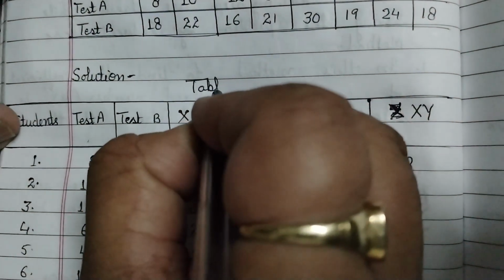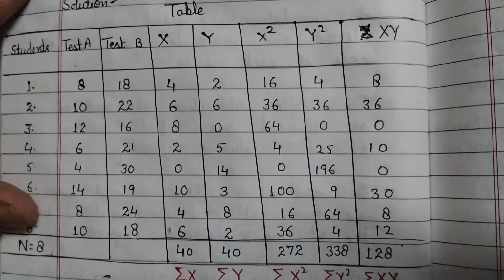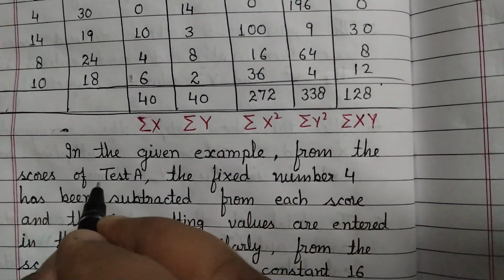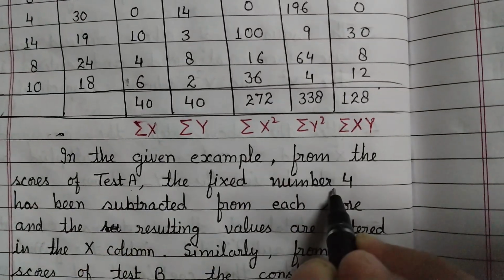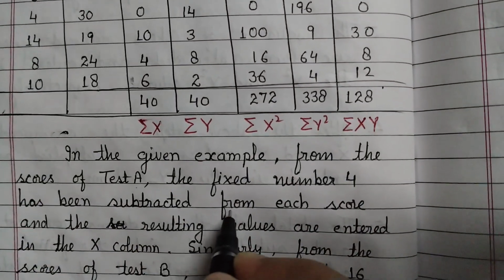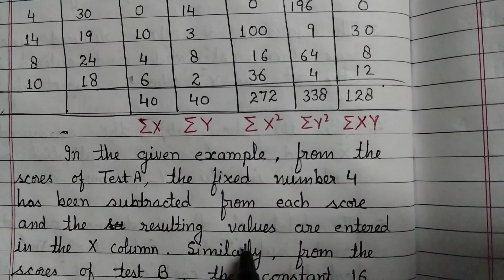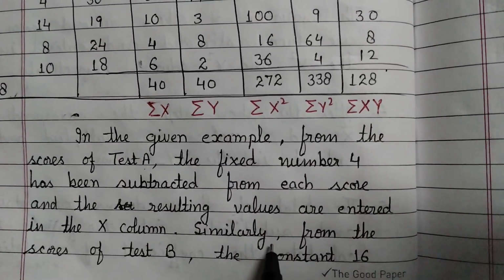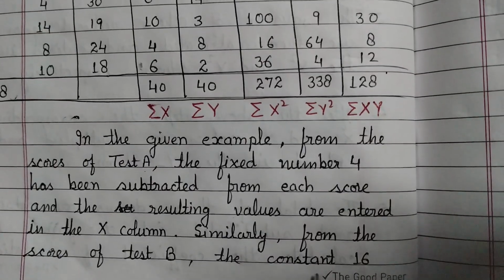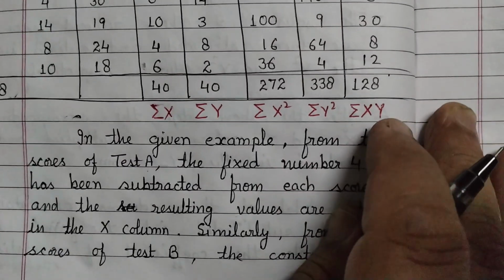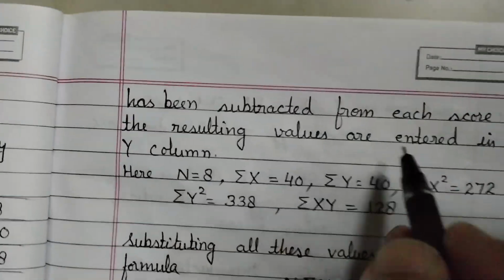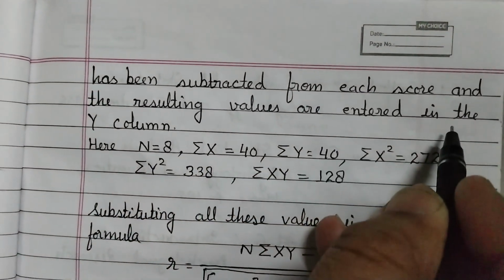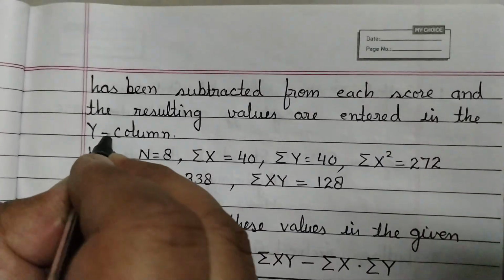This table is prepared. Before preparing this table, come to the theoretical part: in the given example, from the scores of test A, the fixed number 4 has been subtracted from each score and the resulting values are entered in the X column. Similarly, from the scores of test B, the constant 16 has been subtracted from each score and the resulting values are entered in the Y column.